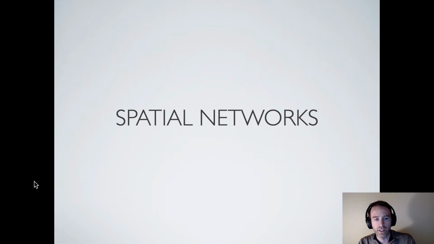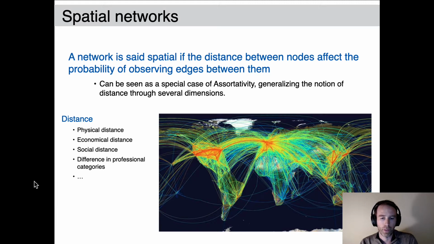In today's class, I will talk about spatial networks. So spatial networks are simply networks which are embedded into some space. And in particular, we can say that the network is spatial as soon as we can say that the probability of observing an edge between two nodes depends on the distance between those nodes.